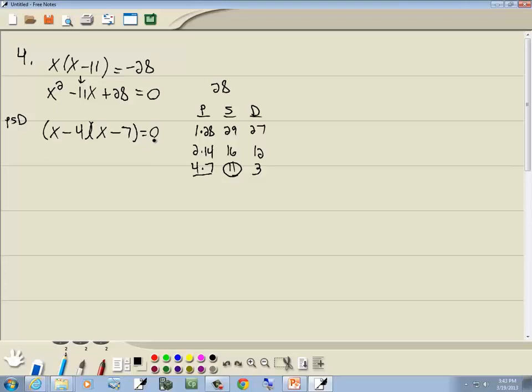Zero factor property says you get 0 on one side, you factor the other side, you set each factor equal to 0. So I'll set x minus 4 equal to 0, and I'll set x minus 7 equal to 0. And then we want to solve these. So take negative 4 over, gives us a positive 4. Take negative 7 over, gives us a positive 7. And those are our two answers.